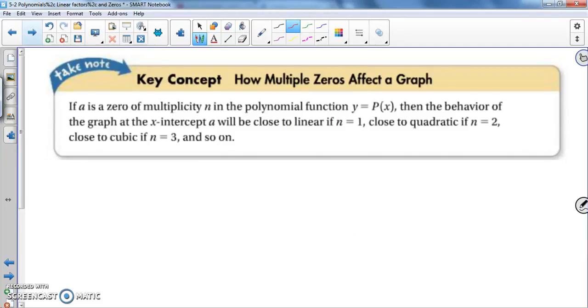So if a is a zero of multiplicity n in the polynomial function y is equal to p of x, then the behavior of the graph at the x-intercept a will be close to linear if n is equal to 1, close to quadratic if n is equal to 2, close to cubic if n is equal to 3, and so on.